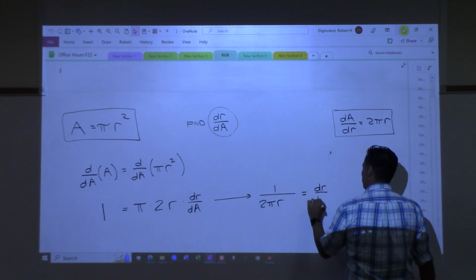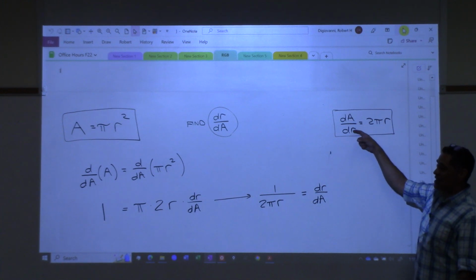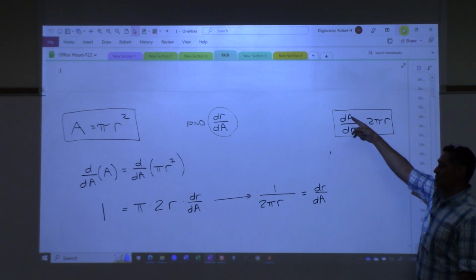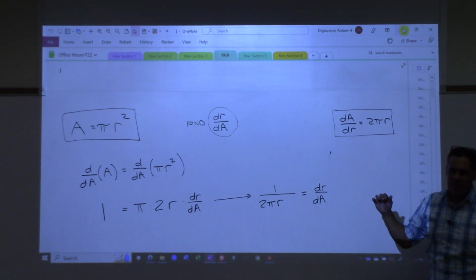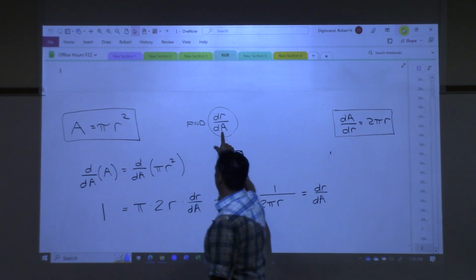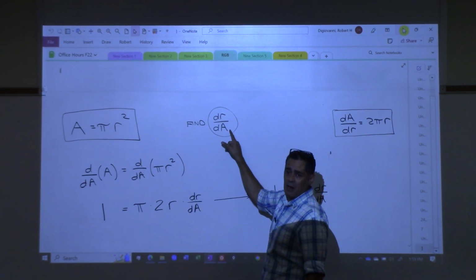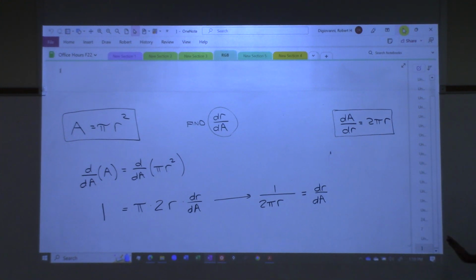Hey, wait a minute, does this make sense to y'all that this is the way it is? If dA over dr is this, then what's that flipped over? Well, it should be that flipped over, right? That makes sense to you? That's not the important part of what I'm doing. The important part is that I'm asking you to find a different derivative with respect to a different variable, so that changes the way you differentiate things. Questions?